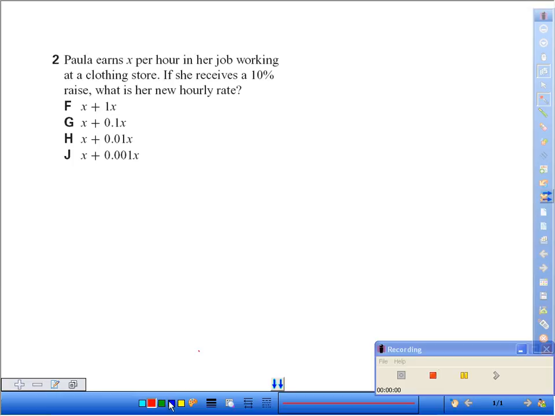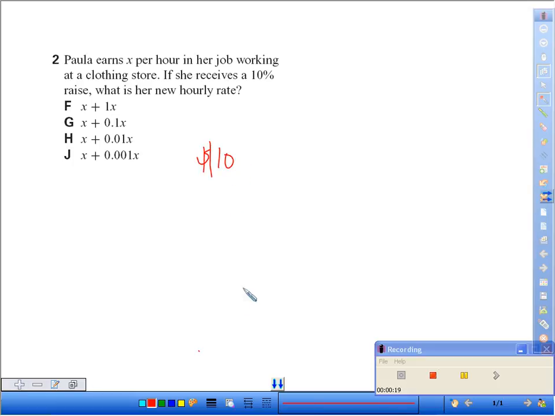Okay, in this problem, Paula earns X per hour in her job working at a clothing store. If she receives a 10% raise, what is her new hourly rate? And let's use a real-world example for this problem. Let's pretend that we're making $10 an hour.